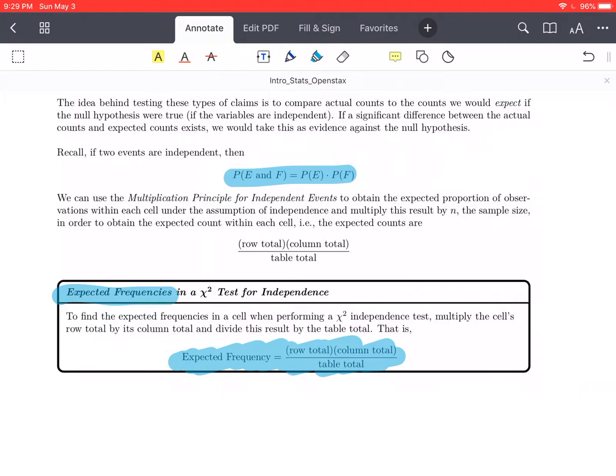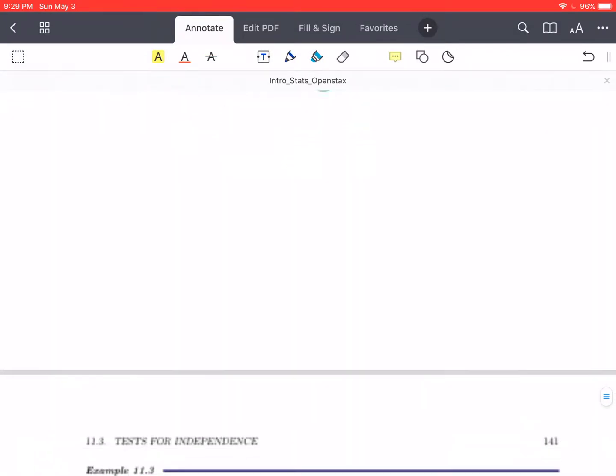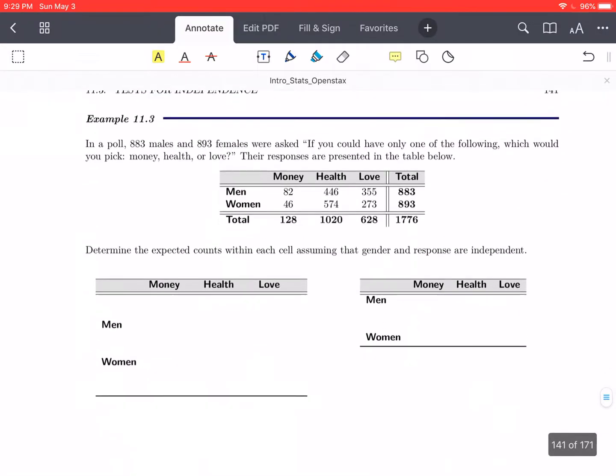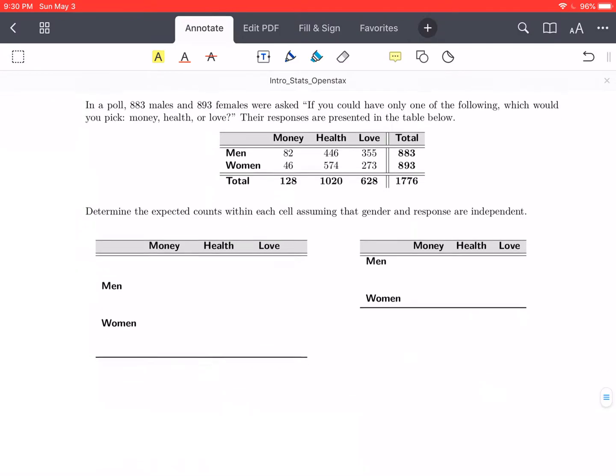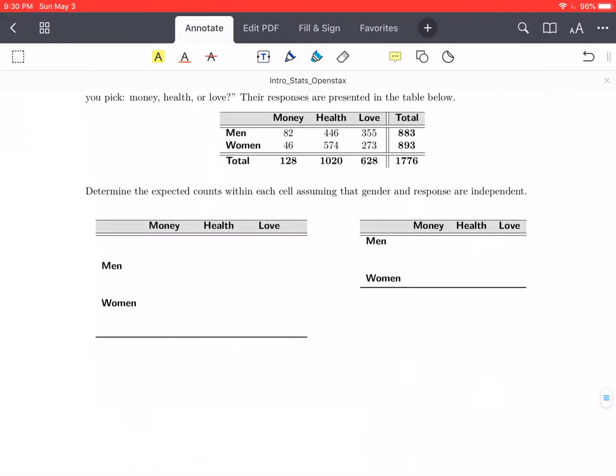So expected frequency is row total times column total over table total. If that's a little confusing, let's look at this example. In a poll, 883 males and 893 females were asked, if you could have only one of the following, which would you pick: money, health, or love? Their responses are presented in the table below. Determine the expected counts within each cell, assuming that gender and response are independent. Let's go through a couple of these together and then I'll show you the rest.